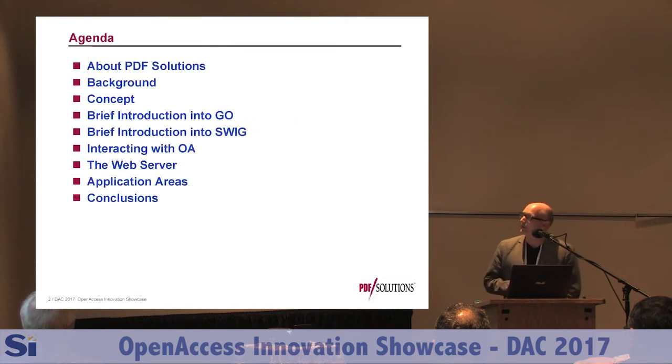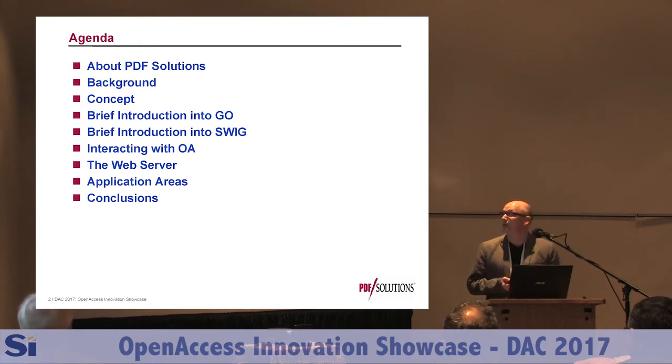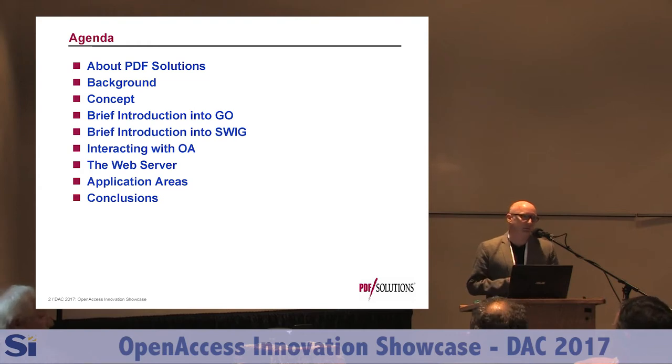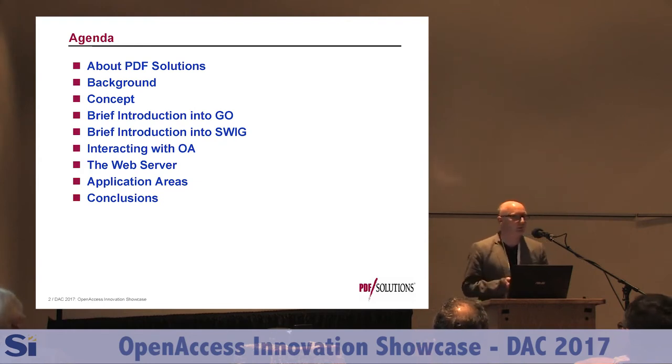So the talk is structured in the following way. I give you a little bit of background about what we are, what PDF Solutions does. Then I talk about the concept of the idea, give you a quick introduction into Go, and then also into SWIG, which is needed in this case to be able to access OpenAccess data from Go, and then about the idea, how the web server was set up, what tools we used to handle polygon data, zooming in, zooming out, delayering, and so forth, and then some conclusions.